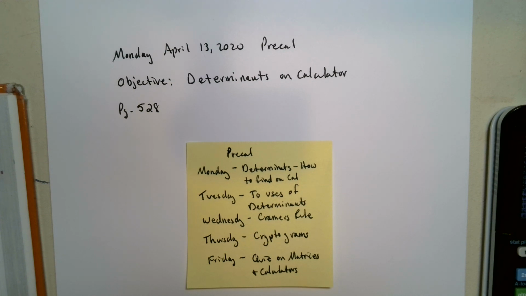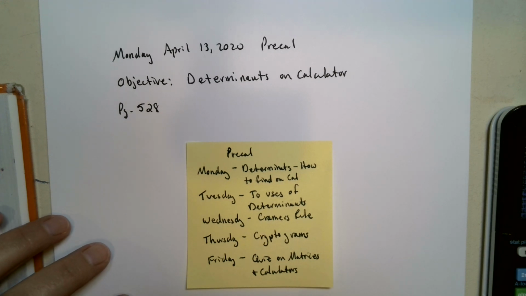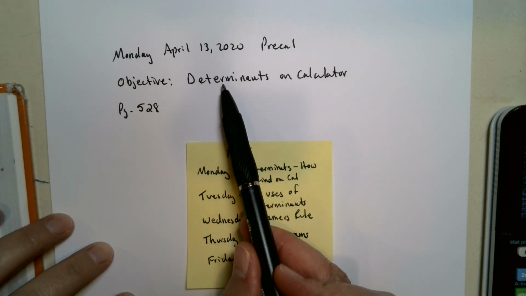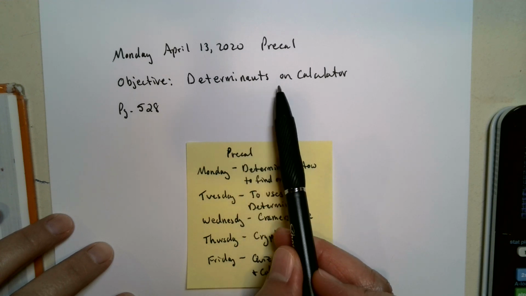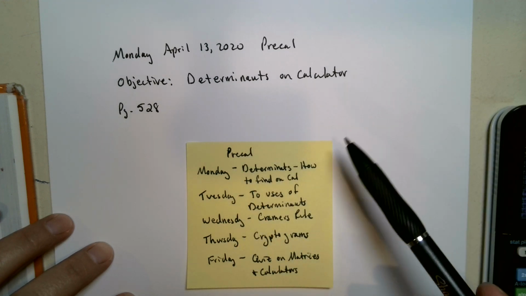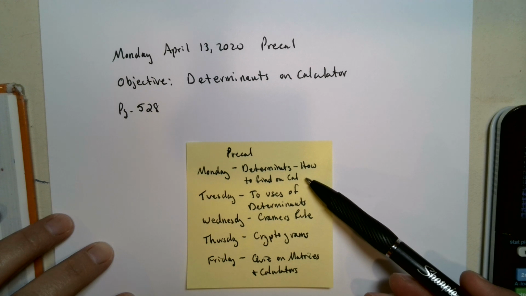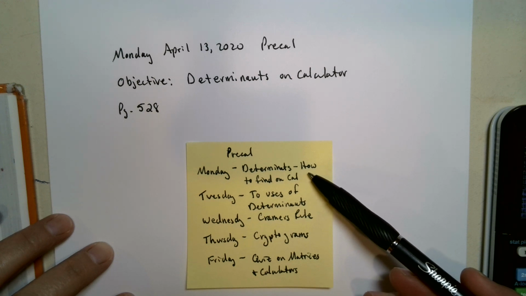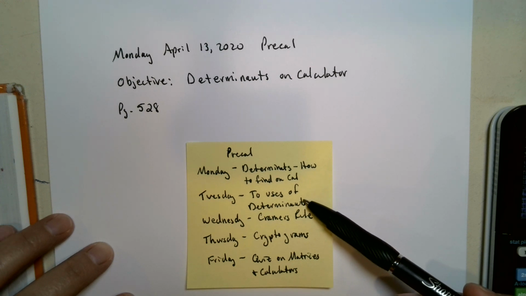All right, this is our video for Monday, April 13th for pre-cal. Today we're going to continue talking about matrices, and we're going to talk about what a determinant is and how to find that on a calculator. Kind of for the week, today is your introduction to determinants and how to find them on the calculator.